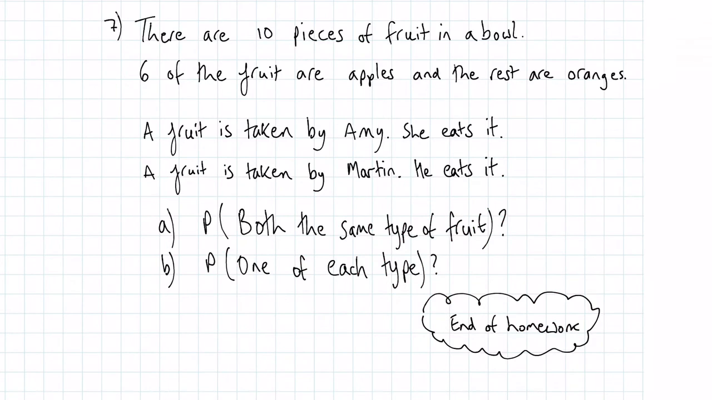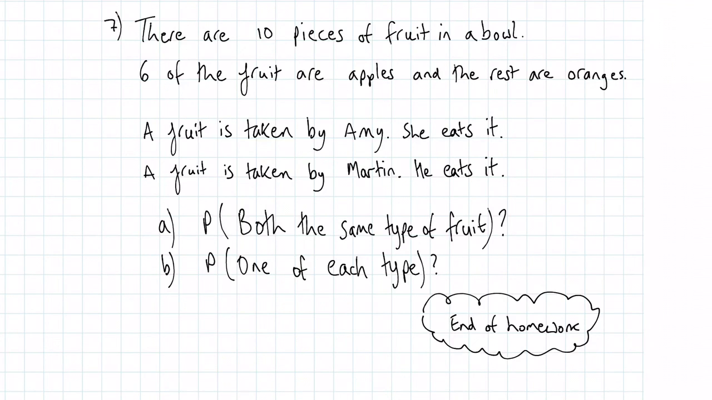Right, on to the final question. Last page. And this is a topic we are studying in class this week. We should be doing a lesson on this on Wednesday. So there's 10 pieces of fruit in a bowl, some sort of fruit bowl. 6 of the pieces of fruit are apples and the rest are oranges. So you've got 4 oranges. And you've got to read the question carefully.